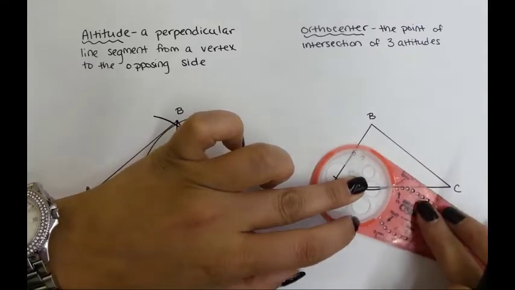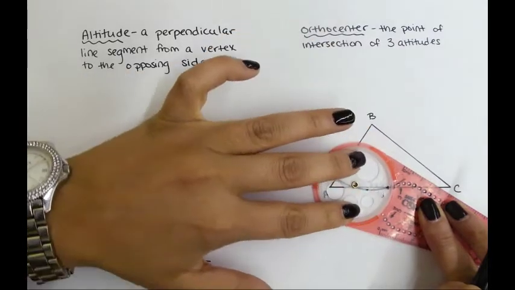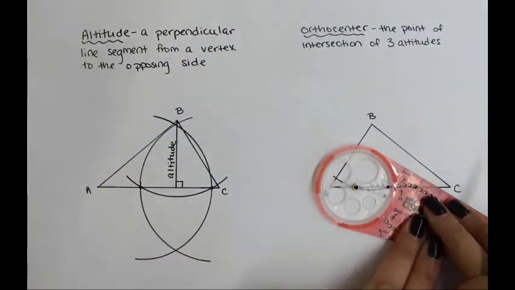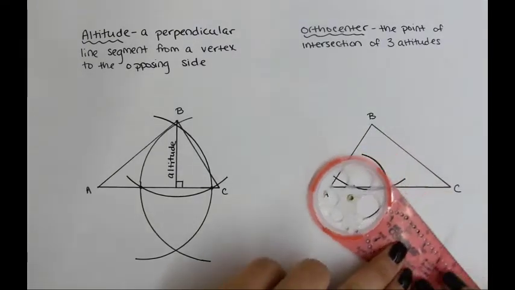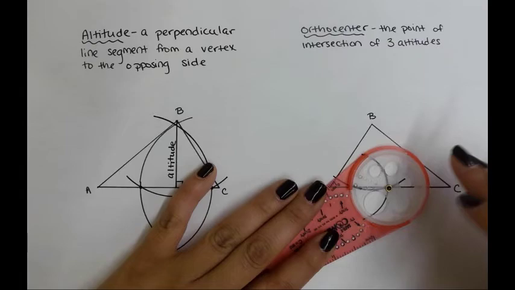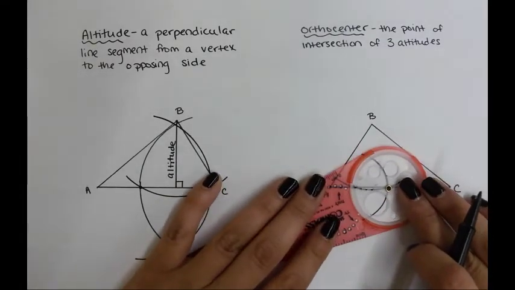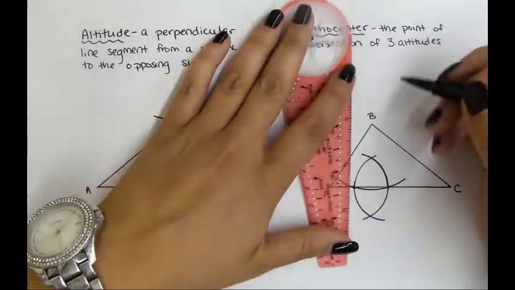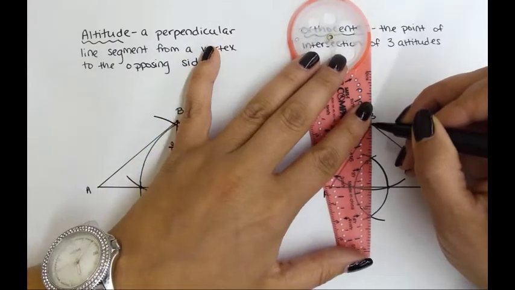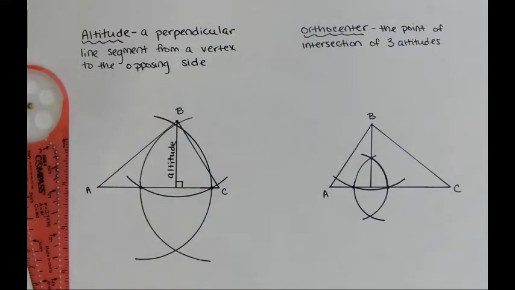Put the eye on the first point of reference and radius on the second, and you're going to draw your first arc. Then you're going to move the eye to the other side and you're going to draw the exact same thing. Line up the points of intersection with your opposing vertex and draw a line straight down. That will represent your first altitude.